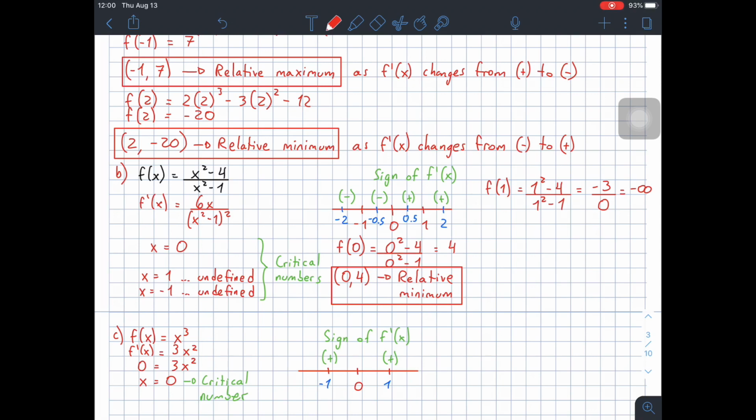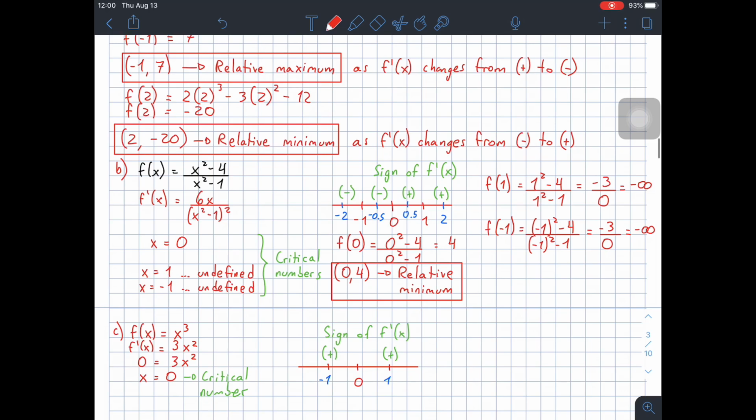Now, if I do the same thing for f of negative 1, for the other critical number, we're going to get the same result, right? Negative 1 squared minus 4 over negative 1 squared minus 1. This is still negative 3 divided by 0. So this is, again, negative infinity.